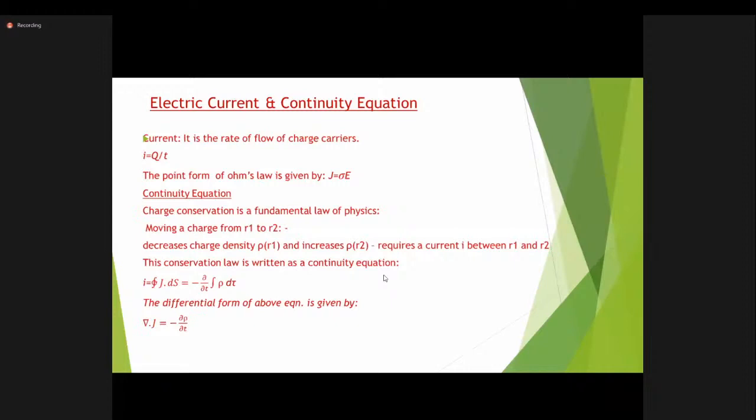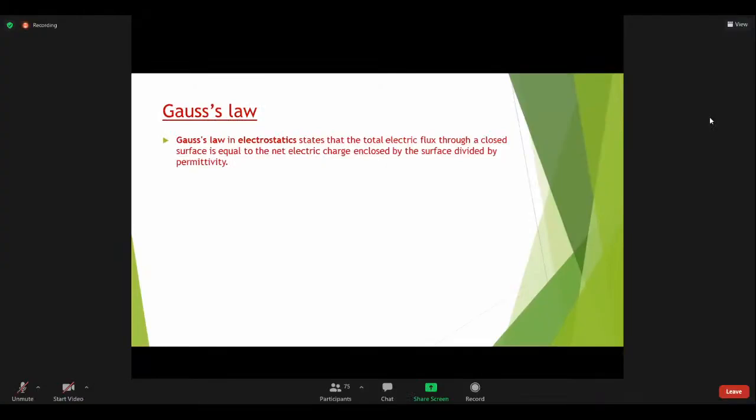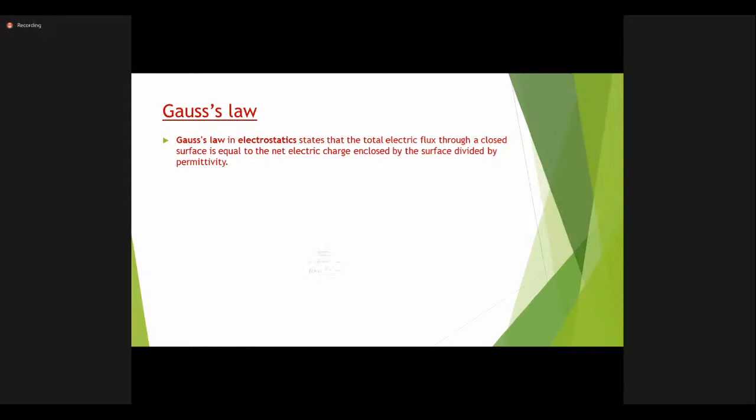Next, Gauss law. According to Gauss law of electrostatics, the total electric flux enclosed in a closed surface is equal to the net charge enclosed by the surface. Please remember the equations and the statement. See the integral form: integral E dot dA equal to Q enclosed by epsilon naught. Epsilon naught is the permittivity of free space.